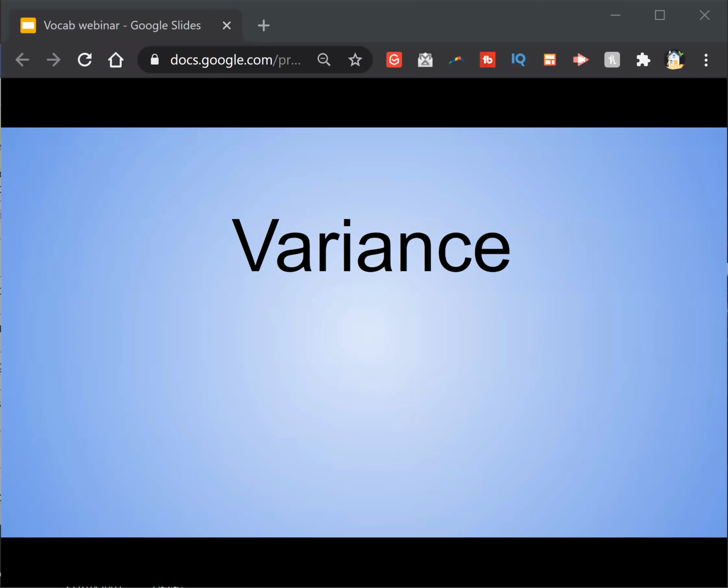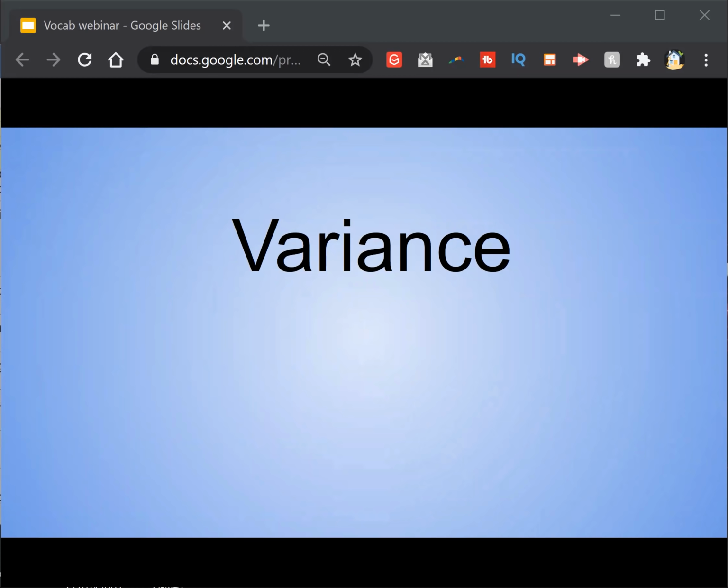What is a variance? Let me explain what a variance is. A variance is an exception to zoning, and typically it has to do with setback lines and where you could build structures and things of that nature.